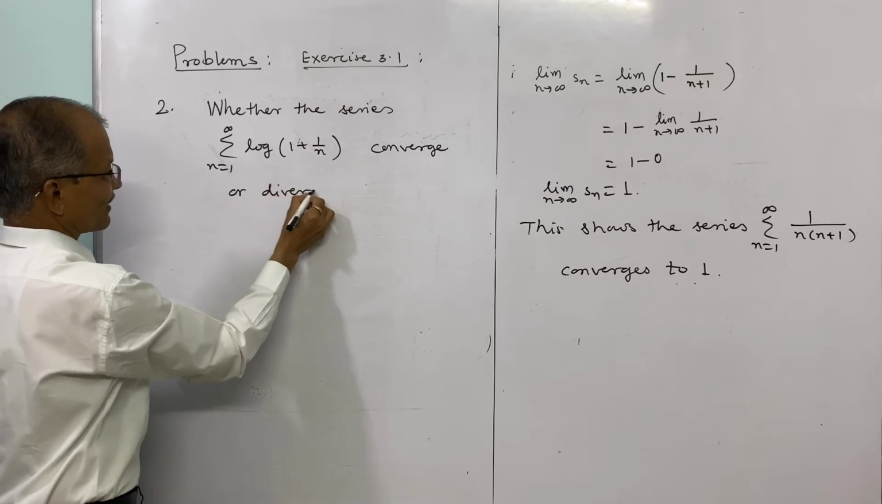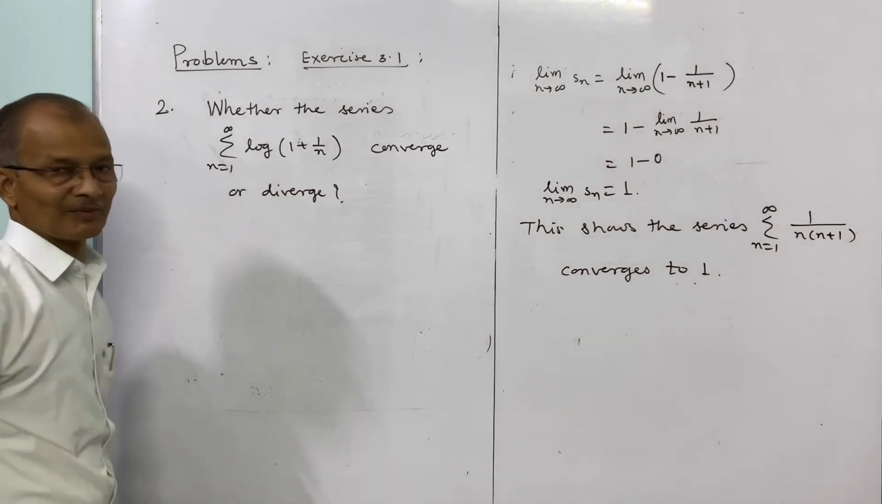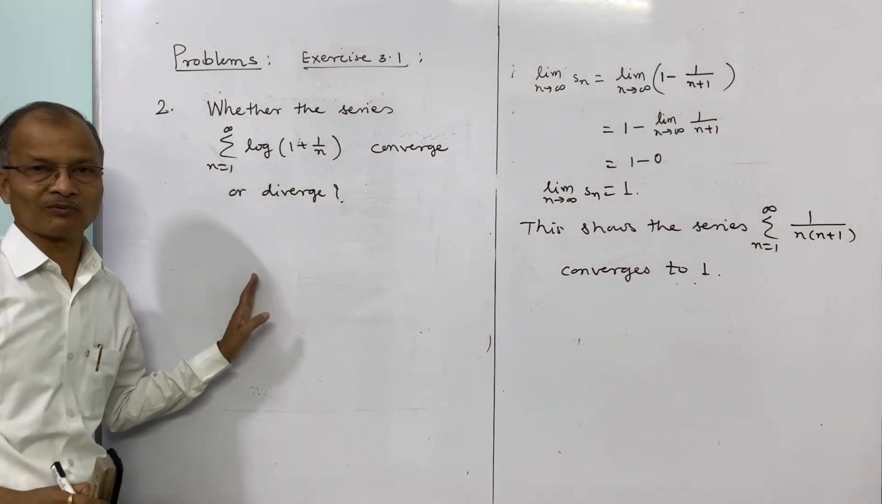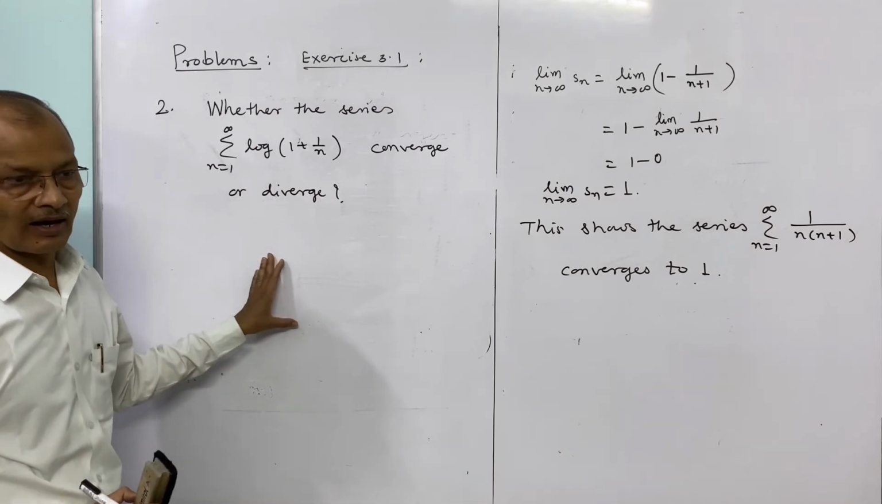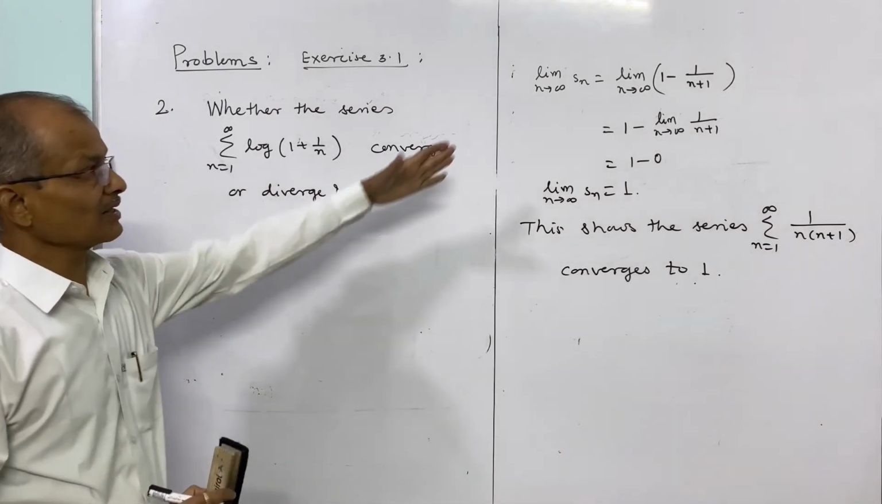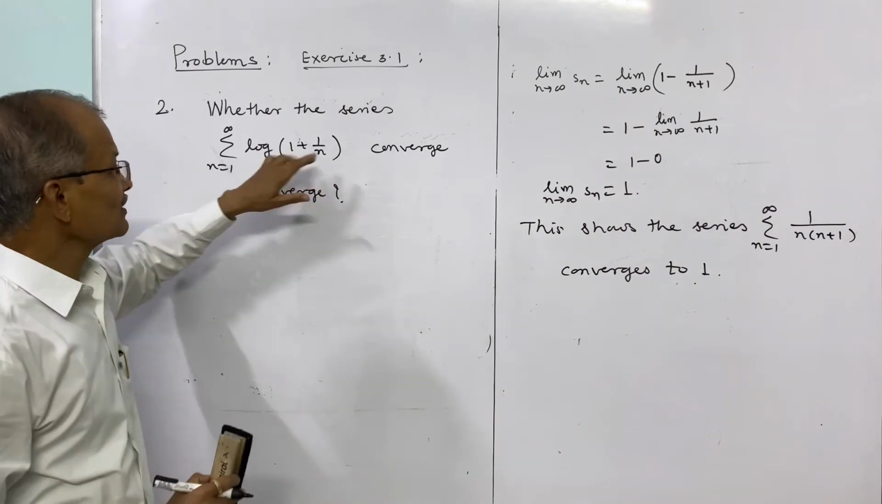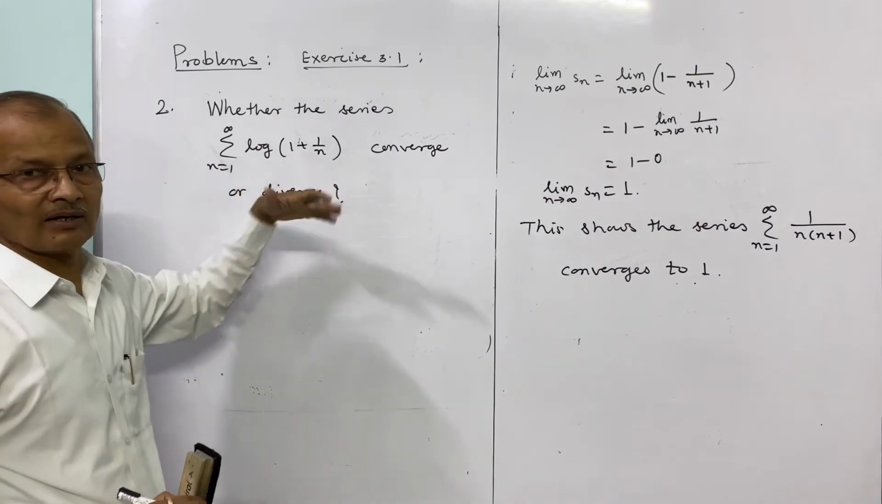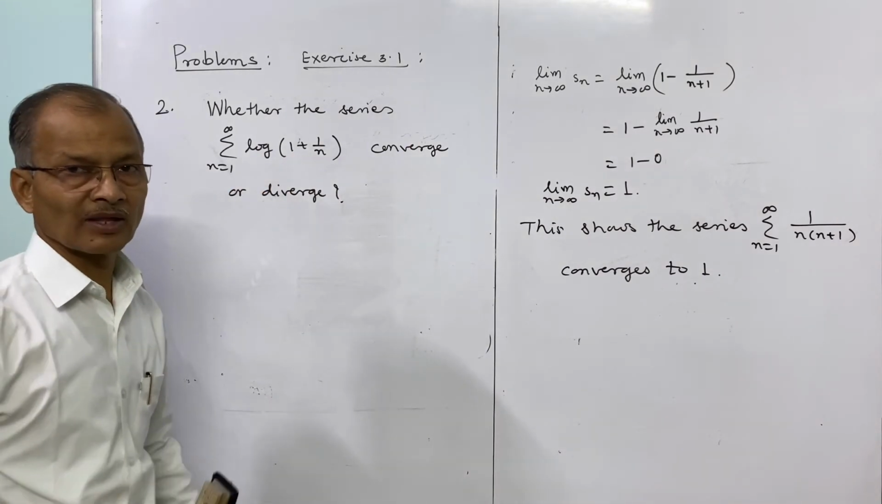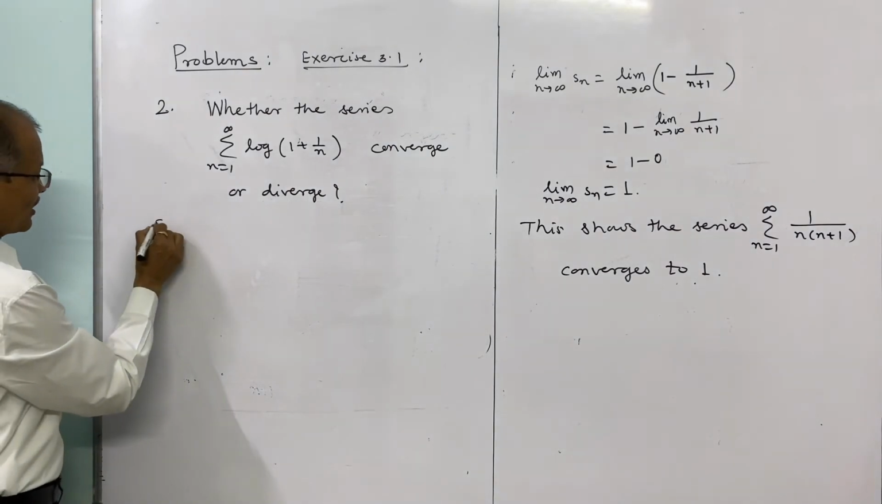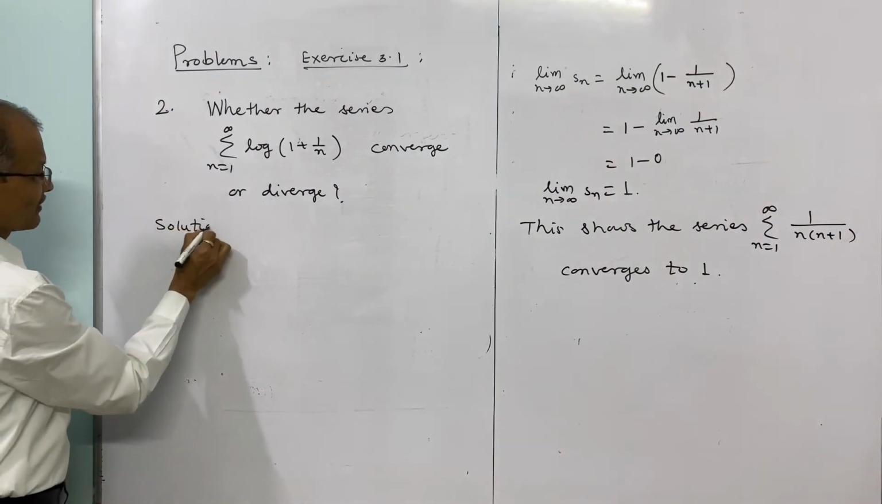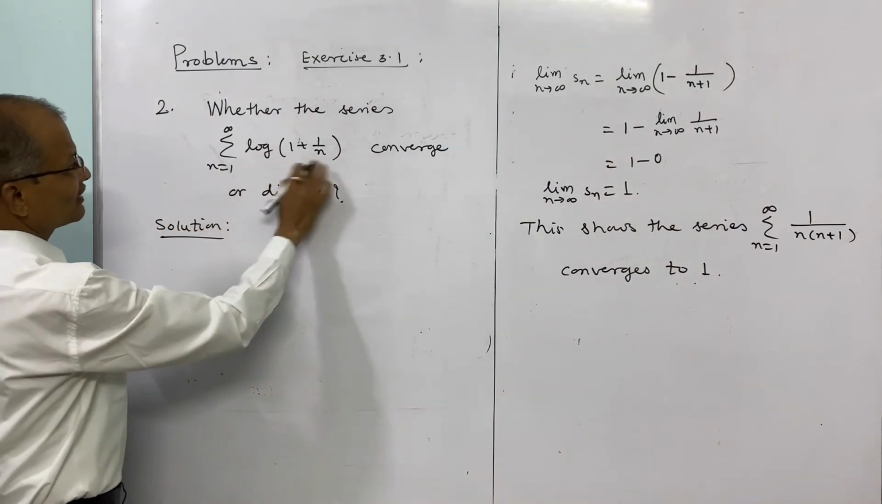This can be done in a similar way as in the earlier example. We have to form Sn and find the limit of Sn. If it is finite, the series is convergent, and if it is infinite, the series will be divergent. So we shall form Sn first, and before Sn we take this as An.